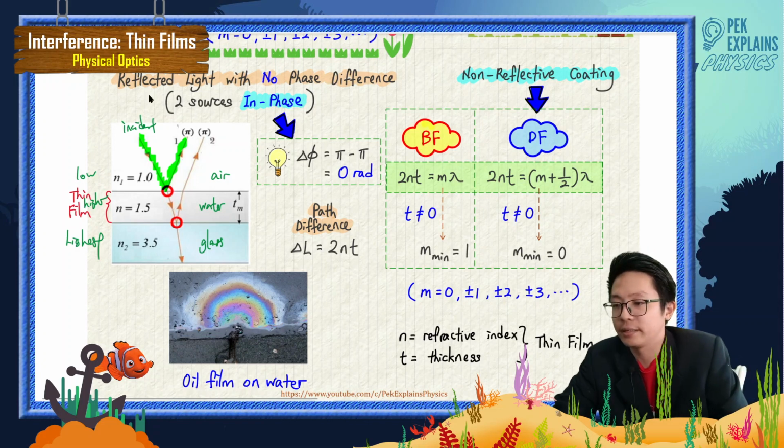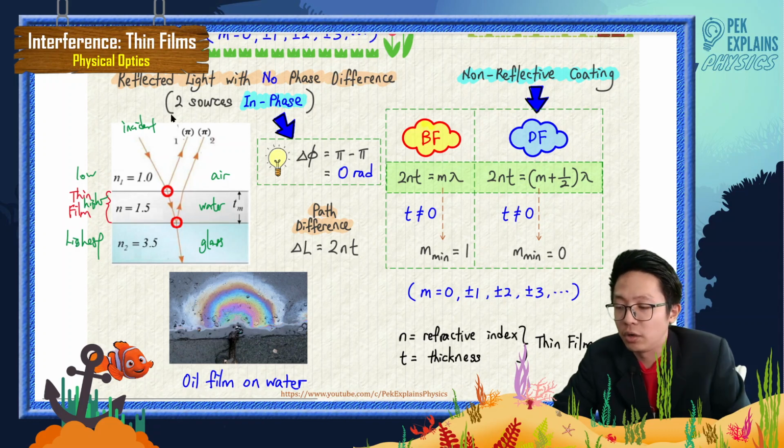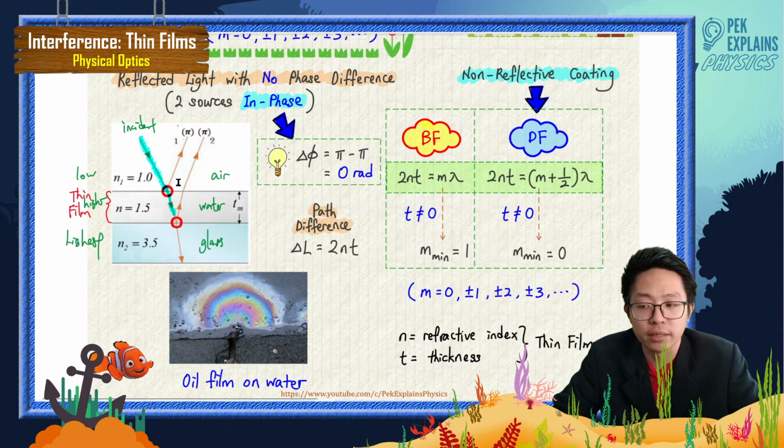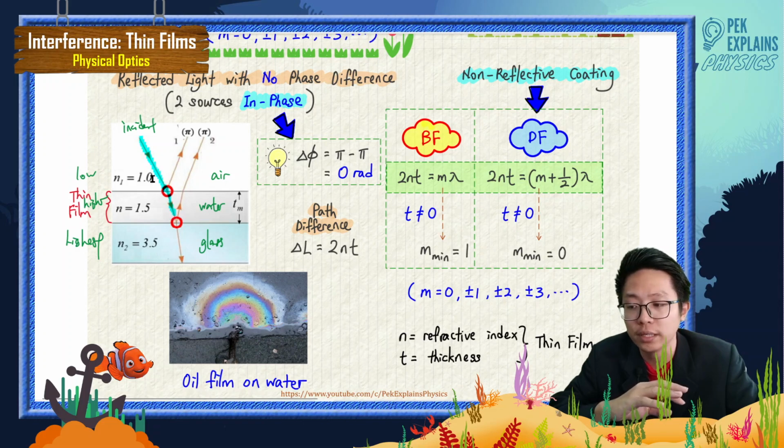Now the second light. Let's talk about the second light. It starts from the incident light also, and goes into the second medium. Transmitted light from air to water. Is there any phase change from here going to here? No phase change. Refraction from air going into the water, no phase change.